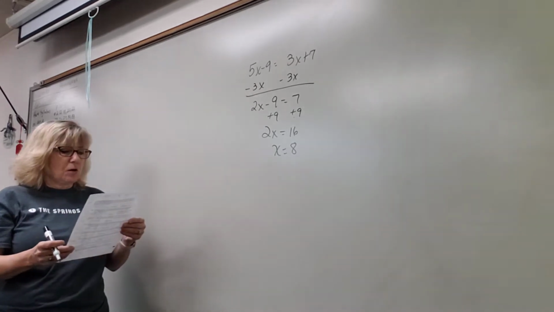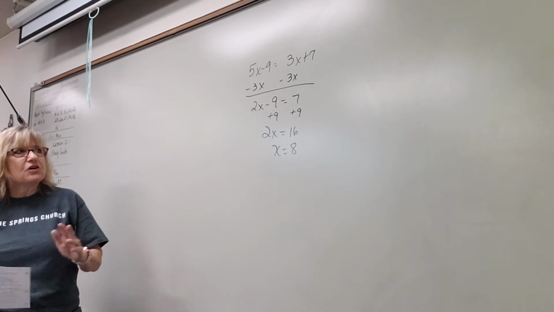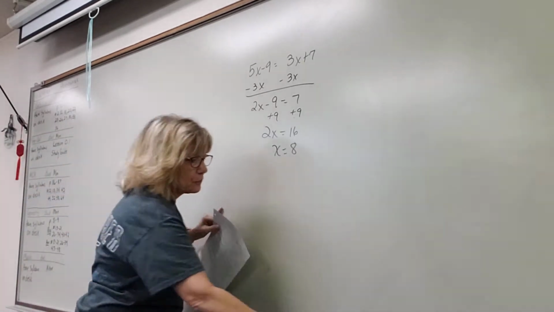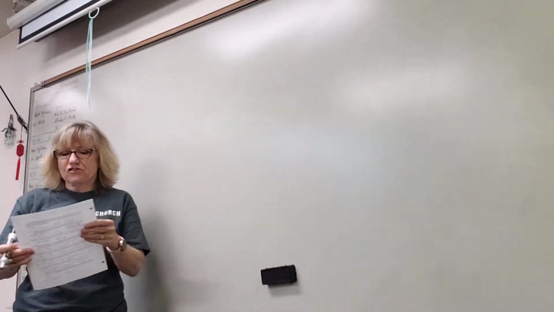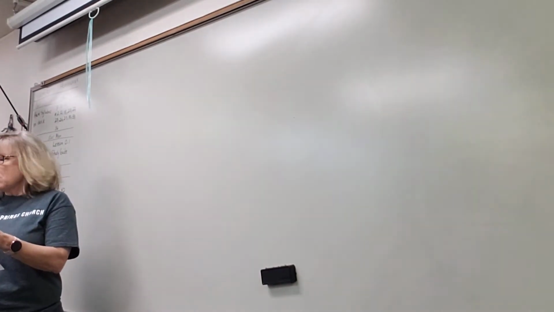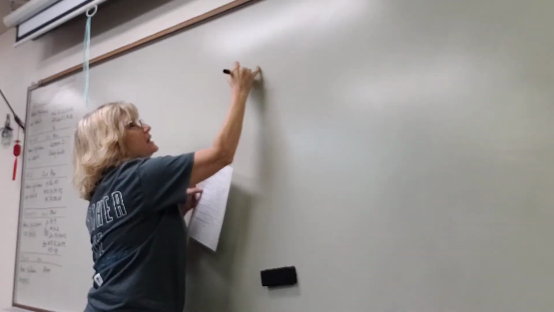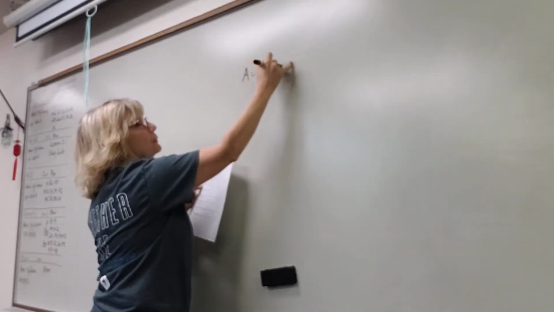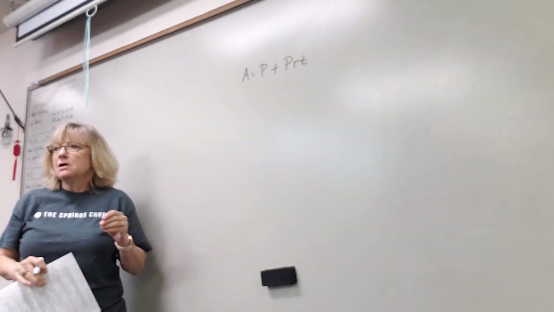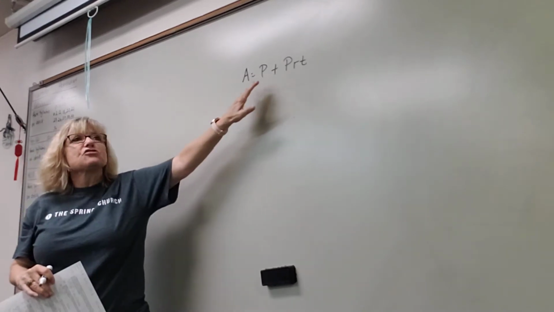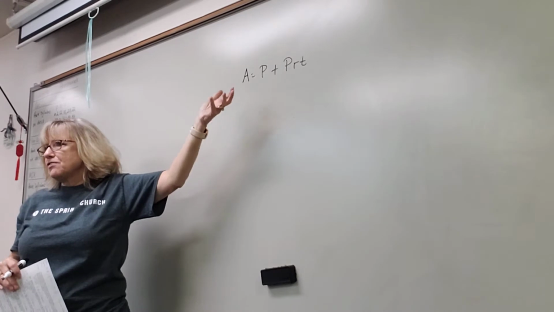When we get to number 2, I love these problems. Some people do not, because to me, number 2 is like a puzzle. I have asked you to solve for the letter P in that one. So we have A equals P plus PRT. The problem is that P is in 2 of the expressions right now. So how can I get it out of those expressions?